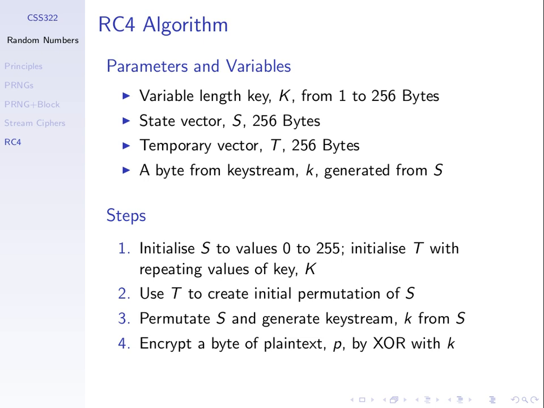We have a state vector which we initialize to values 0 to 255. So it's a vector that has 256 elements. The first element is 0, the next one is 1, and the last one is 255. That's just a start. And T is a 256 element vector or array, and that's initialized to repeating values of the key. So if the key is 1234, then T will be 1234, 1234, 1234, to fill out the 256 values.